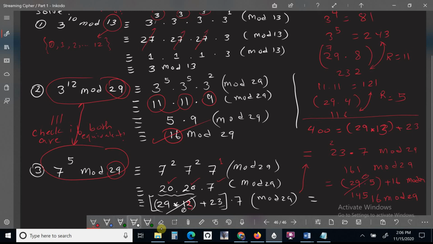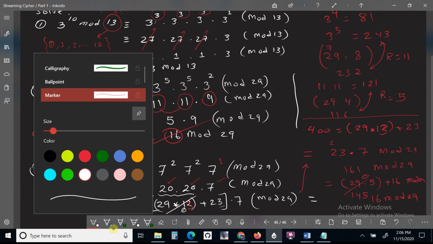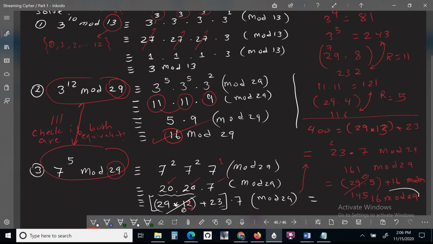So this is the answer. Let me just circle it with a different color just to make sure. So we proved the formula already, because the answer here coincides with this one here. So they both are equivalent. Alright, and we were able to do it using exponentiation and factorization process.